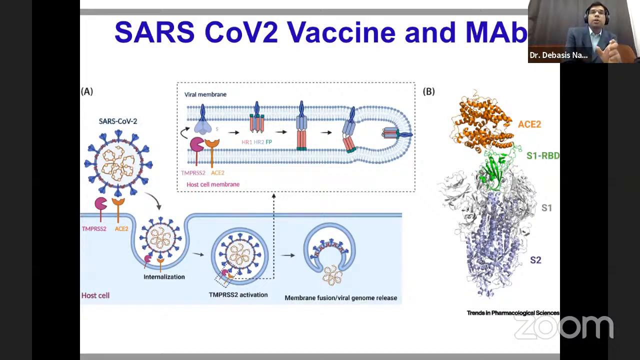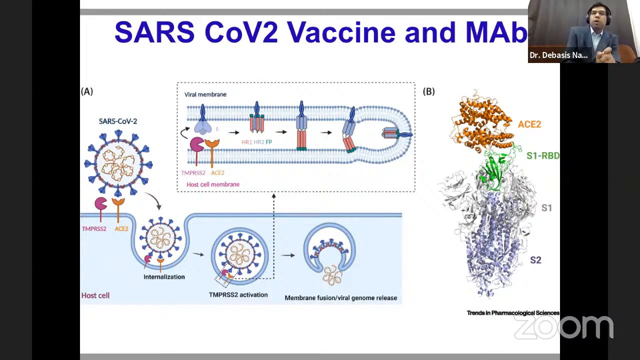This is a particular protein which is required by the virus to bind to a receptor, because the virus cannot enter as is. It has to bind to a receptor. In human beings and certain animals, this receptor is ACE2, which is a cellular receptor. The coronavirus spike protein binds to ACE2, enters the body and causes the infection. What if you provide an antibody which will block this binding? That is the holy grail of monoclonal antibodies.